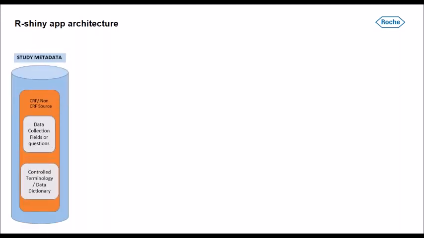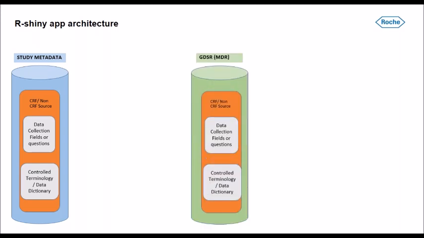So we have the study metadata, where we have a source of the data collection forms and fields and the non-CRF data collection modules, and we have the control terminology at a study level. And then we have our standards repository, where we have the standard side of things, the standards for data collection for CRF and the non-CRF sources and the control terminologies. So we compare the two through API calls, and the API calls return a JSON or XML file format, and we are using the JSON file format.